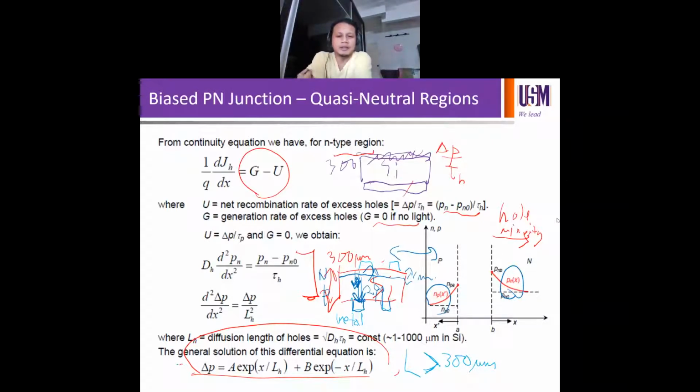What do you think? If you have a P wafer and then you dope a P plus, do you call it a junction as well? Any guess? Yes or no? What do you think? No ideas? Farah, what do you think, Farah?